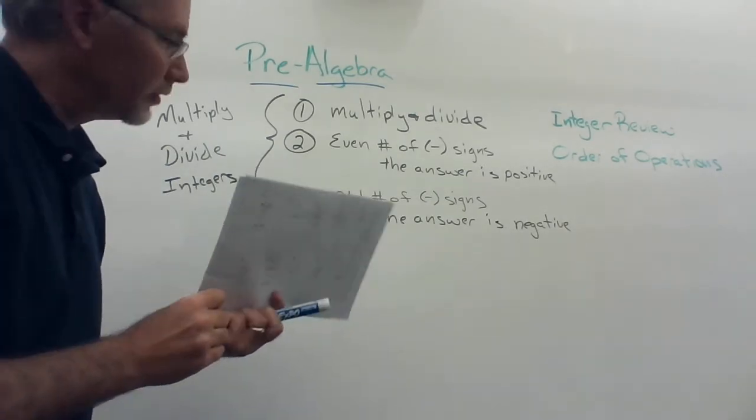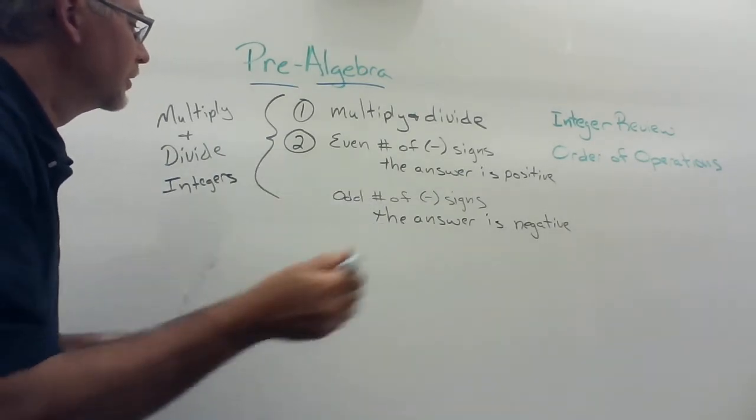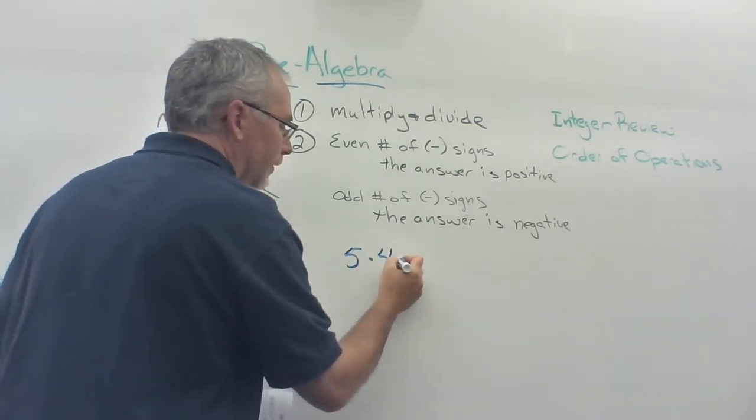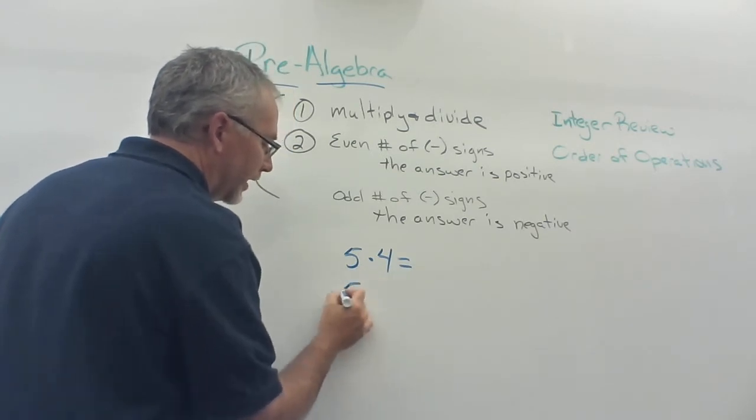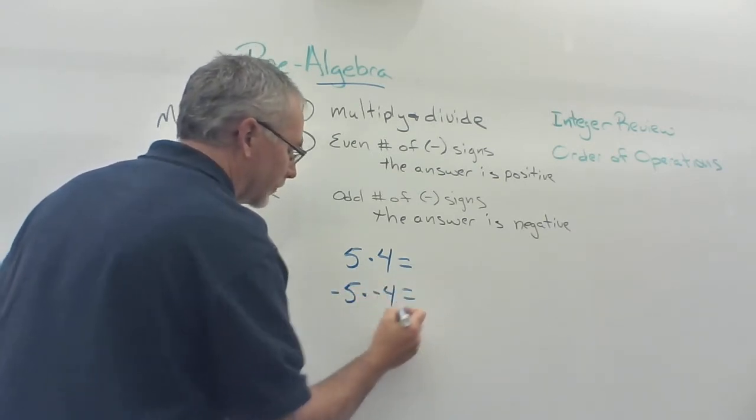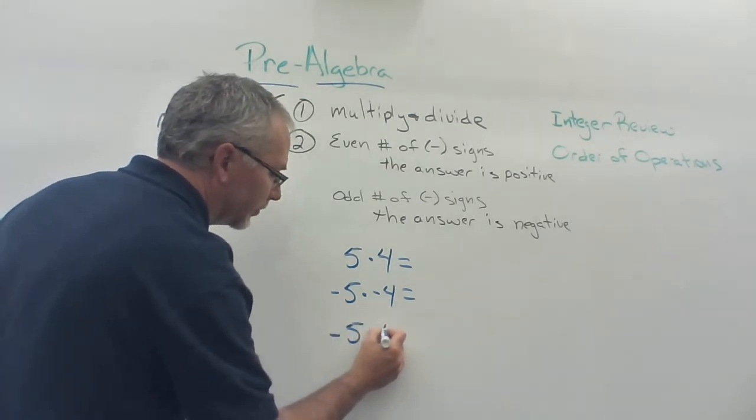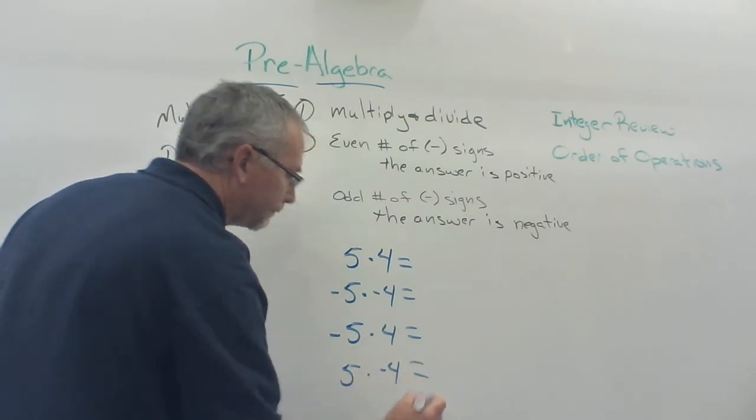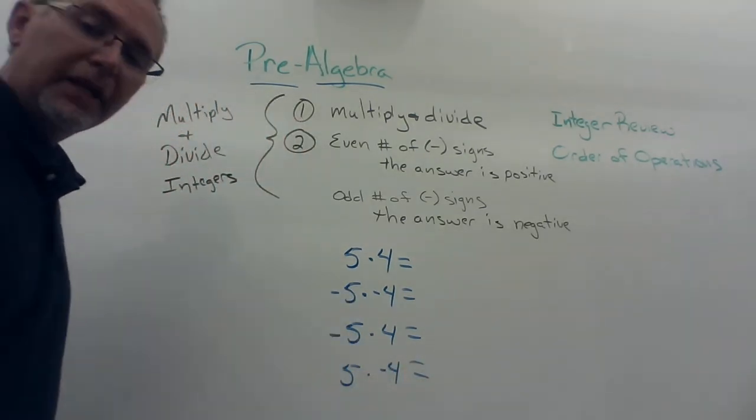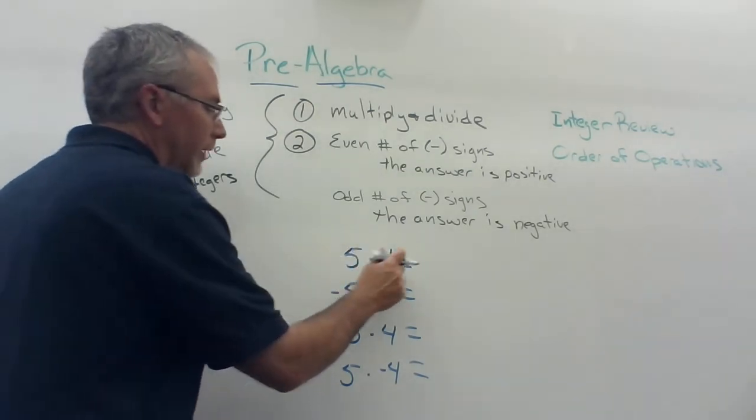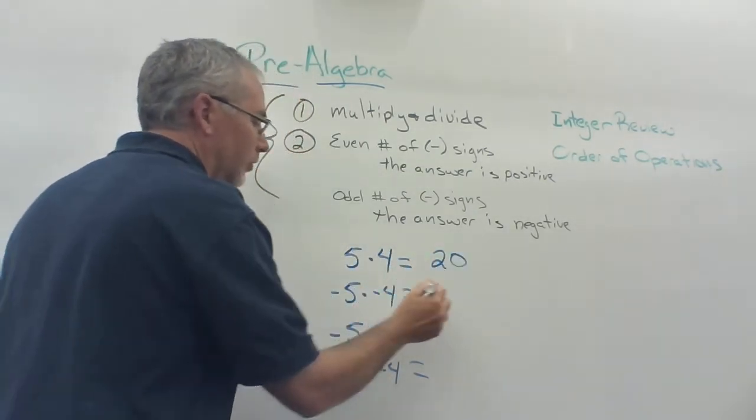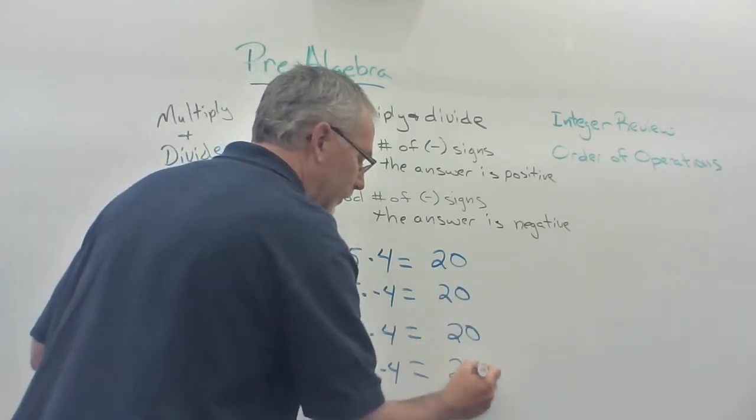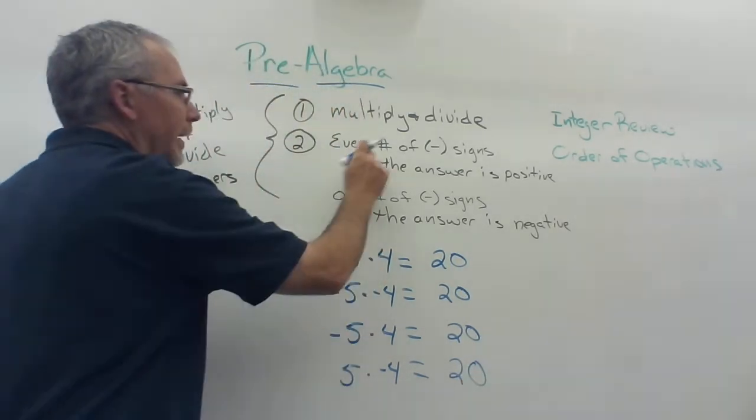And here's how that looks. We'll give a quick little demonstration. If I have 5 times 4, if I have negative 5 times negative 4, if I have negative 5 times positive 4, and if I have 5 times negative 4, every one of those problems, the first thing I'm going to do is multiply. So 5 times 4, 20. Then I go back through and I count the number of negative signs.